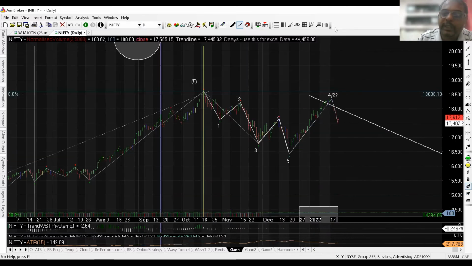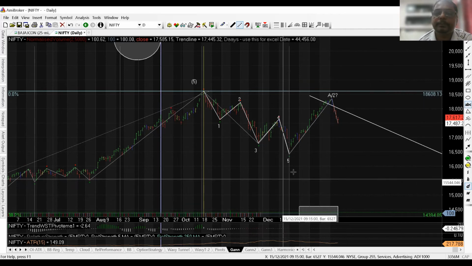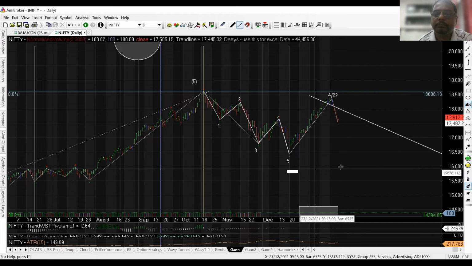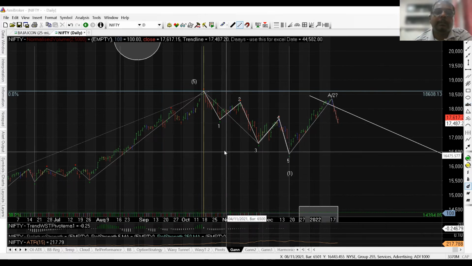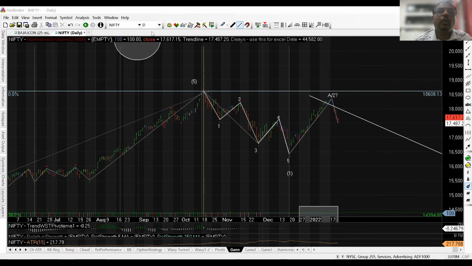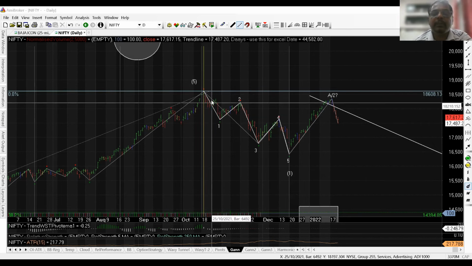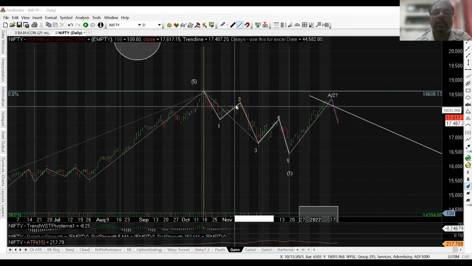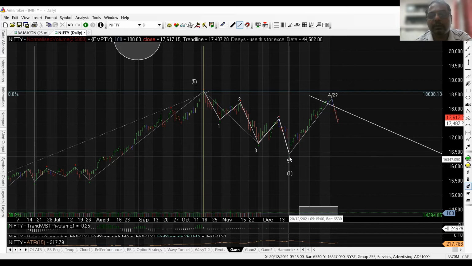Now, if I go to the daily charts, I clearly see the first wave: 1, 2, 3, 4, 5. That could be a 1. So if I go to the daily time frame, this is how it looks. You have got a 1, a 2, a 3, a 4, and a 5.